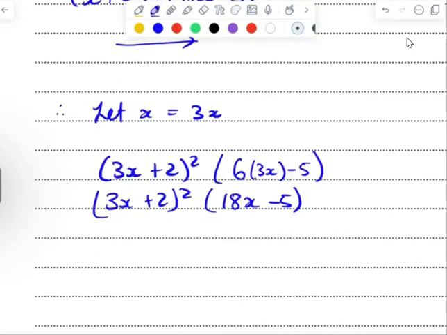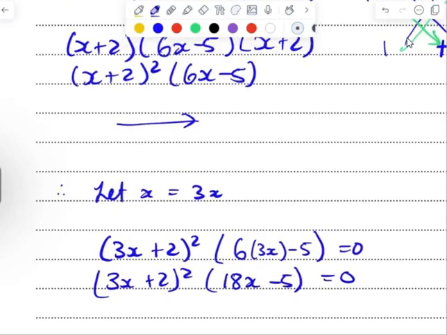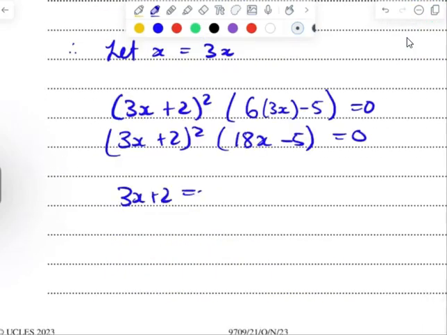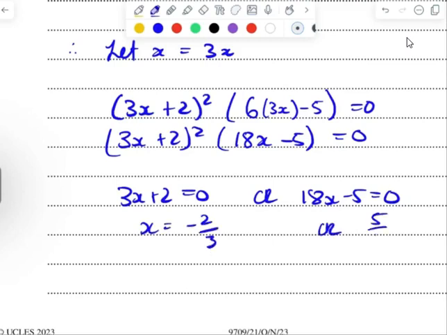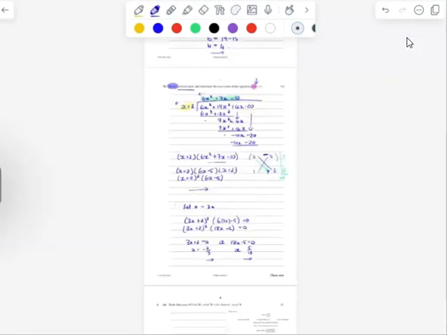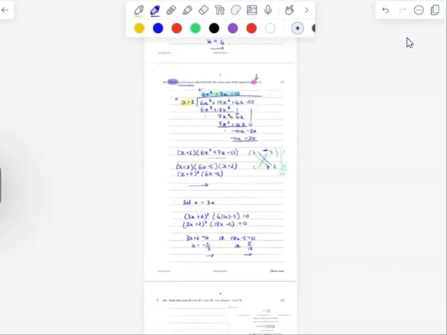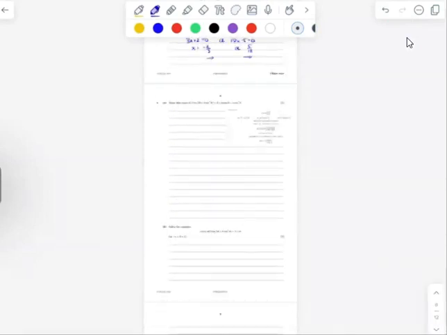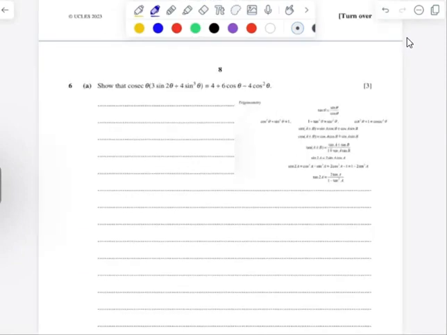minus 5). Now, if I was to solve this, because they want to know the roots, I know that 3x plus 2 should be equal to 0, or 18x minus 5 should be equal to 0, and I've got an answer of minus 2 over 3, or 5 over 18. And those are my two answers for that equation. Okay, so the more you get to do these questions, the more you become familiar with the type of questions that they ask you. Right, I'm going to jump right into the next one.